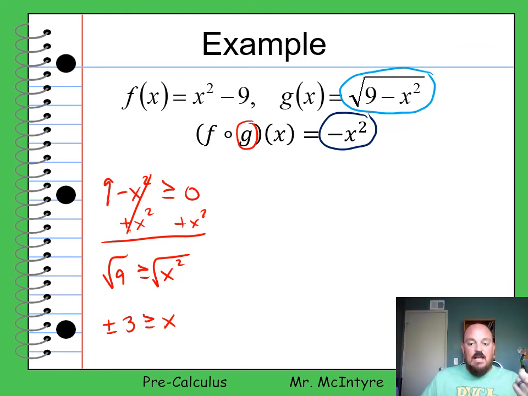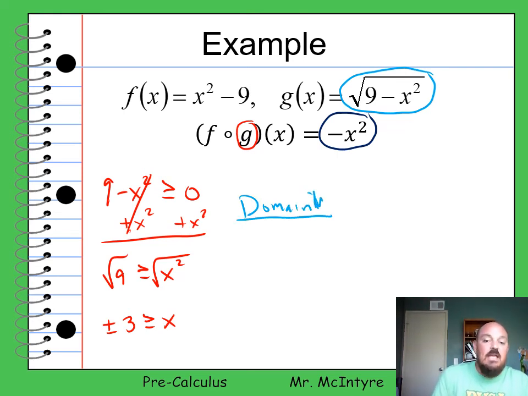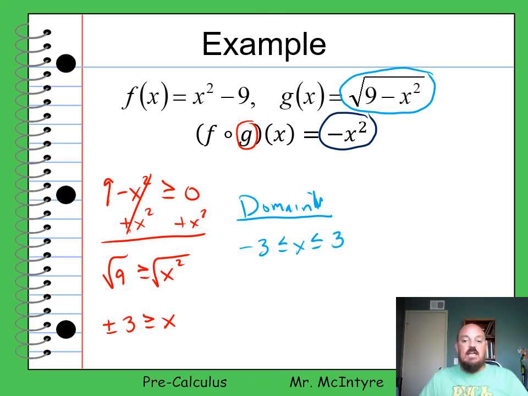So let's try something bigger than 3, like if I plug in 5. If I plug in 5 for x, 5 squared is 25. 9 minus 25 is negative 16. I can't take that square root anymore. So what that tells me is that my domain is going to be all the numbers that are between 3 and negative 3. It can be 3, it can be negative 3, it can be any number in between, but anything that's bigger than 3 or less than negative 3 does not work in this problem.